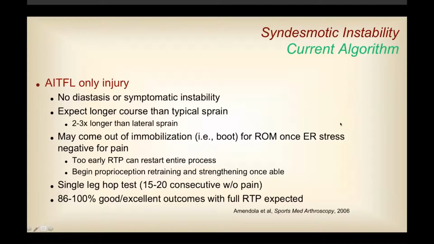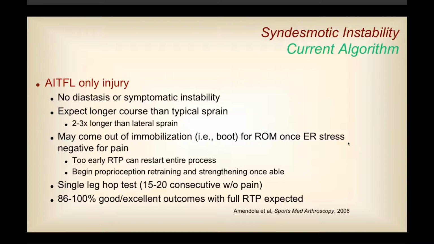If, based on the mechanism and some of that history, as well as that MRI, it demonstrates potentially an AITFL only injury, with no diastasis or symptomatic instability, you certainly have to set a course of expectations that's going to realize this is not a simple ankle sprain, whether that's discussing it with the athlete, the trainer, their family, or the coaching staff. They can come out of immobilization or that boot for range of motion once that external rotation stress is negative, but you have to be very careful that unprotected weight bearing and too early a return to play can start that entire process all over. And you can begin proprioception retraining and strengthening once able.